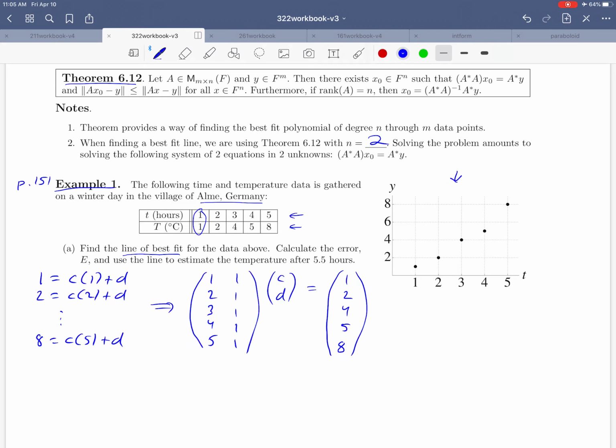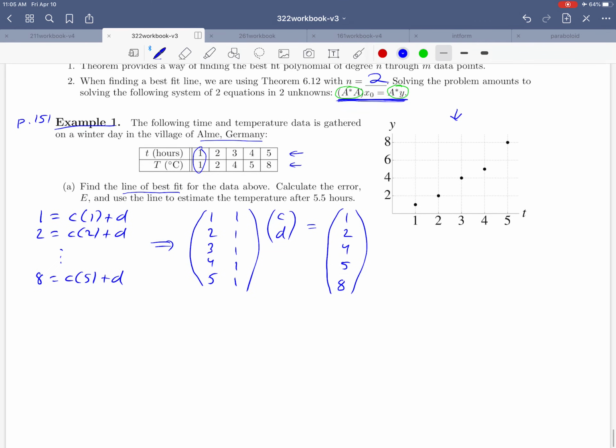There's no exact solution to this system, but we're looking for the best approximation, and the theorem above tells us how to do that. We can turn this into a 2 by 2 system by solving the system up here. Notice the things that we need to find in order to do that are A star A and A star Y. We need to do those two calculations to get the ball rolling here.